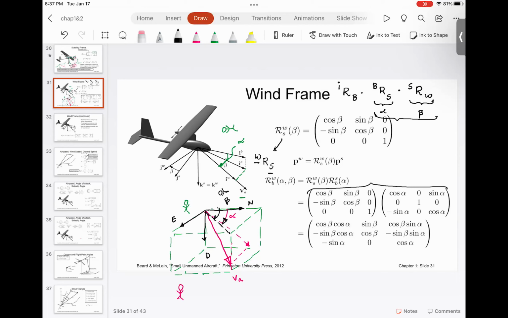Everyone understood this? What it means is that matrix, SRW, will be the transpose of the matrix that is shown over here. Everyone understood this? Because their initial and final frames are reversed. It's an orthonormal matrix, inverse is equal to transpose. That is the only difference that you will have to keep in mind if you read the textbook. So that's why their signs are flipped.